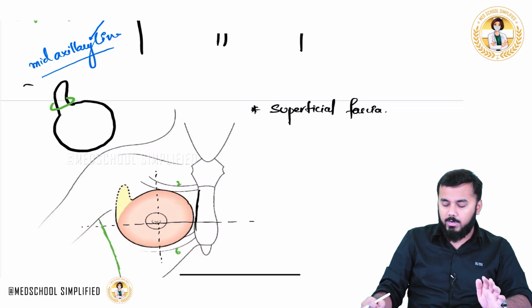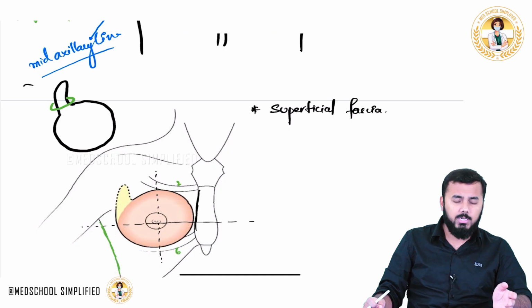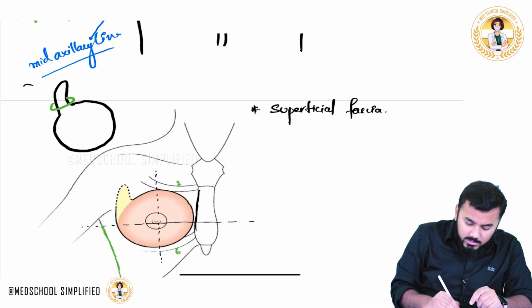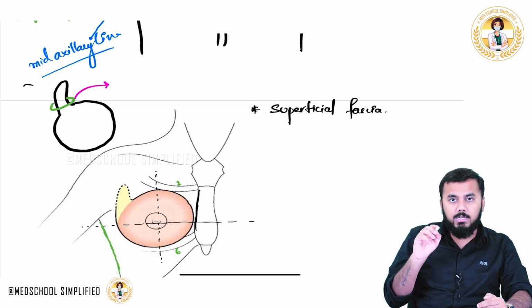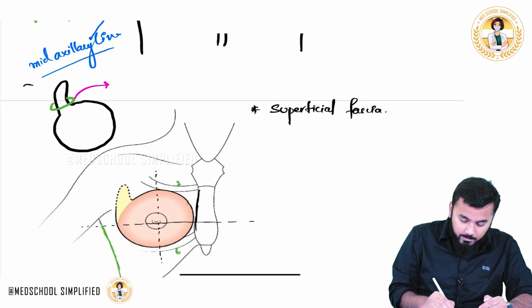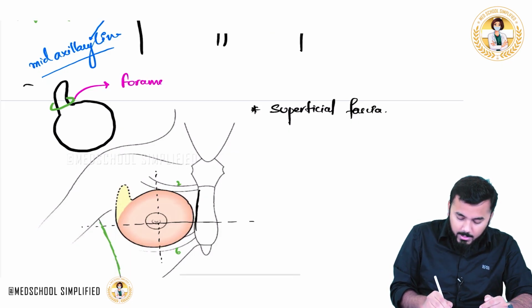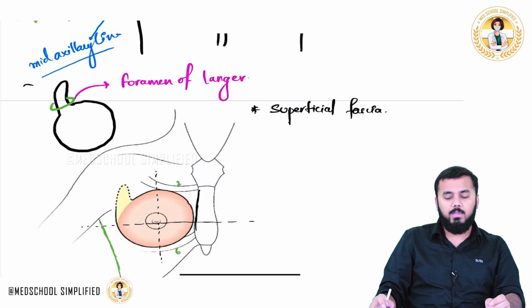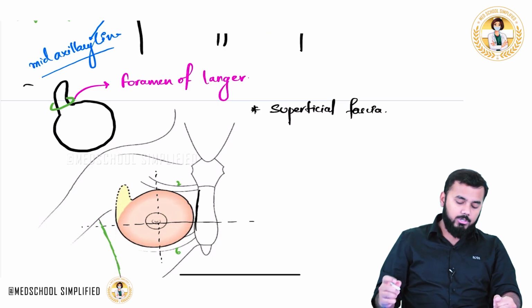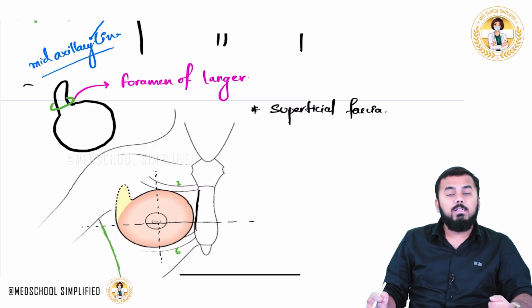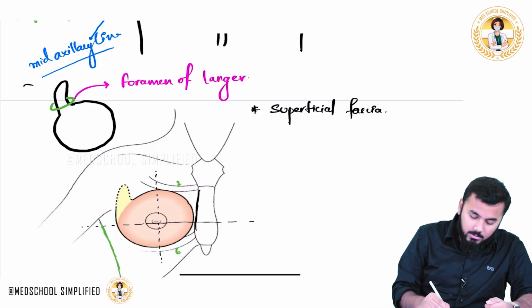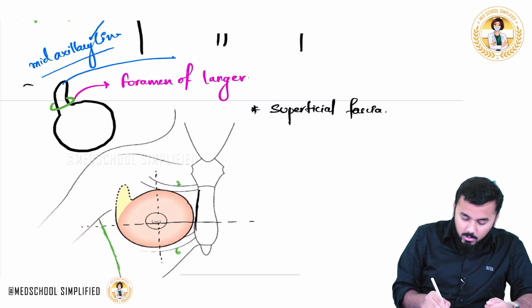Why am I stressing this point is that this question has been asked previously in your FMG exam, right? So this piercing of your deep fascia, this deep fascia foramen that is formed, is called the foramen of Langer. Foramen of Langer. Very, very, very important. And what is this tail-like projection which is piercing the deep fascia? This tail-like projection is called the axillary tail of Spence.